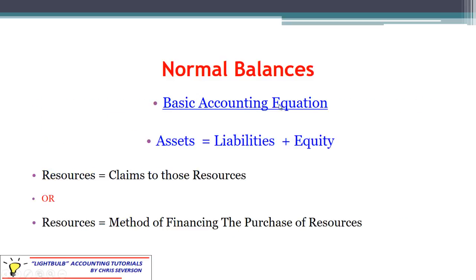So to understand the normal balance rules, we have to go back to the basic accounting equation where we said that assets equal liabilities plus equity. This is one of those equations in accounting that has no exception. It's the basis for double entry accounting that we're talking about. So assets, the things the company owns, the resources, equal the liabilities plus the equity. In other words, the claims to those resources.